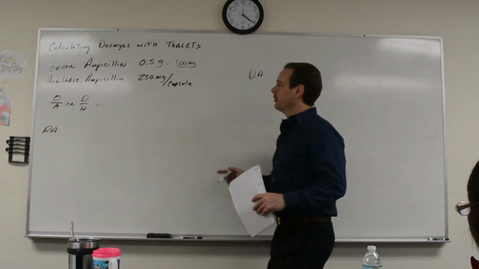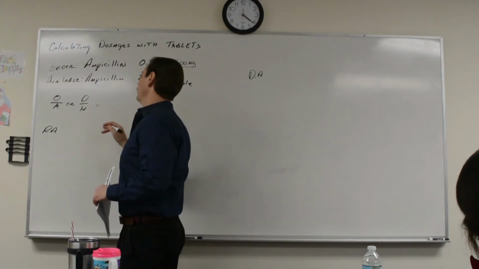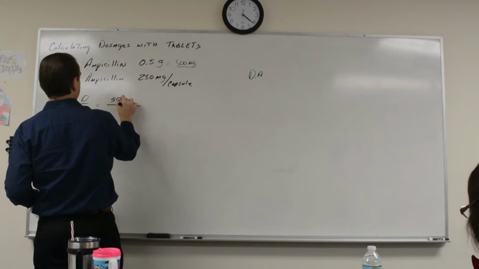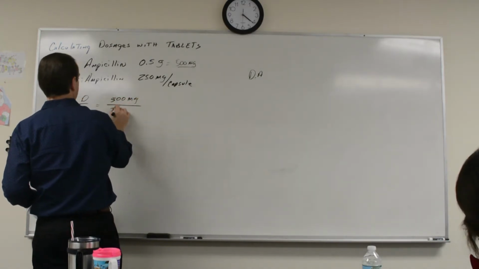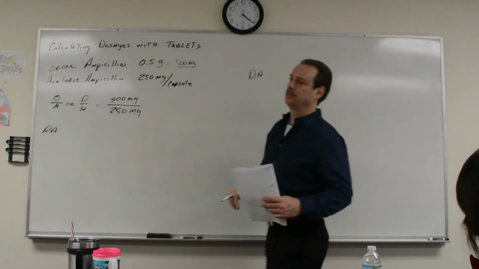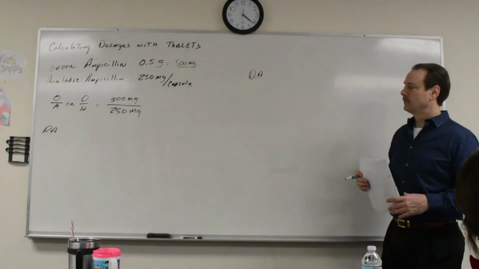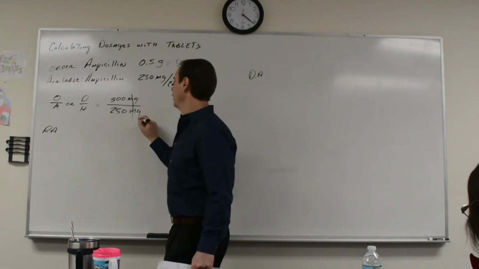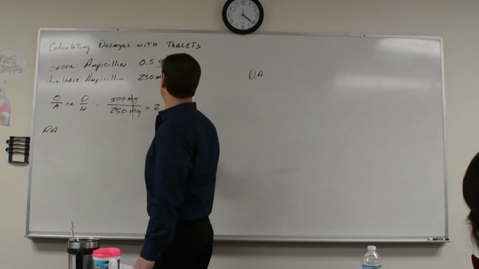All right, so the first thing we're going to do is either order over available or dose over hand. We're going to take 500 mg over 250 mg. What cancels? Milligrams. This is going to equal 2, and it's going to be capsules.